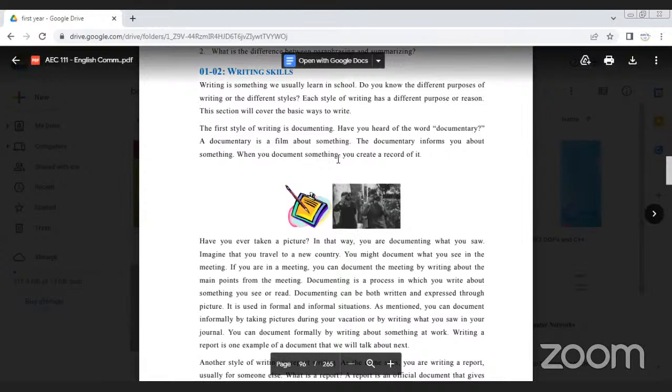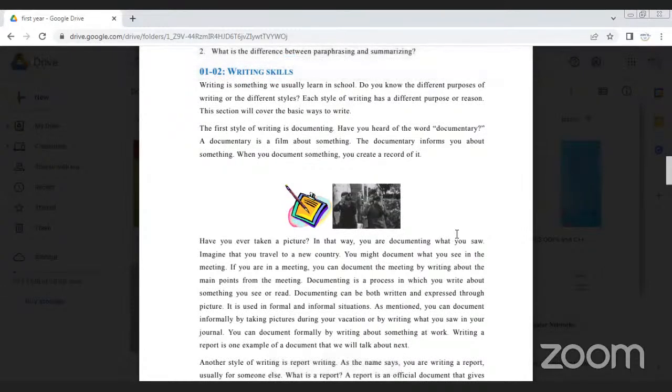Now we will see writing skills. Writing is something we usually learn in school. Do you know the different purposes of writing or the different styles? Each style of writing has a different purpose or reason. This section will cover the basic ways to write properly.